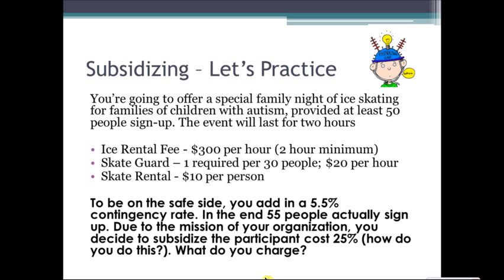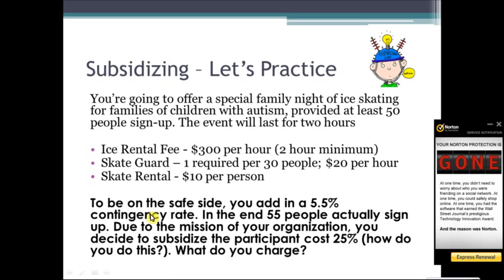Okay. Due to the mission of your organization, you decide to subsidize the participant cost 25%. So what we're going to do is say, here's our cost, but we're going to subsidize it. And that may be through tax dollars, that may be through grant money, that may be through donations. There's lots of different ways to do that. What do you charge? Okay, I'm going to flip us over here to Excel.